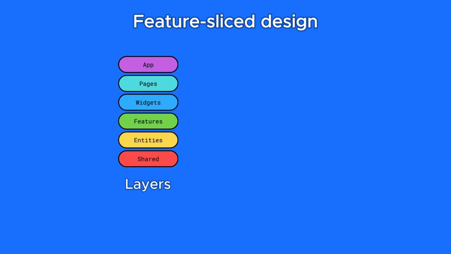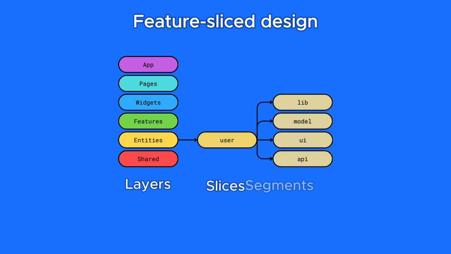FSD organizes code using a three-tiered conceptual framework: layers, slices, and segments. Layers represent the high-level architectural divisions, such as app, pages, or features. They define the vertical structure of the project, each serving a distinct role in the system. Slices are subdivisions within a layer, isolating specific business features or entities. For instance, cart within the features layer or user within entities.